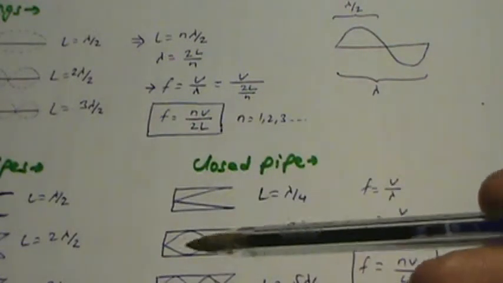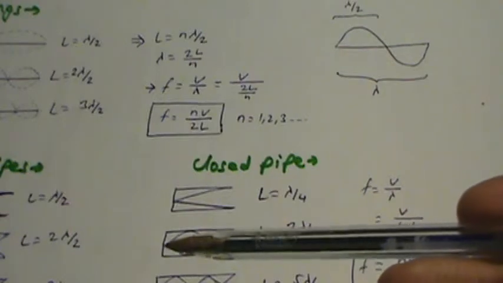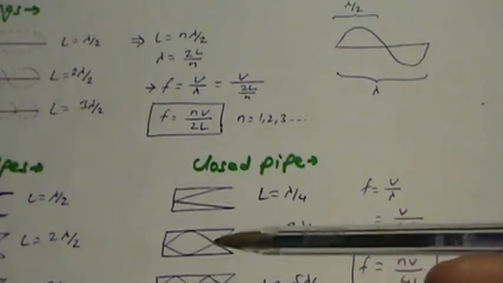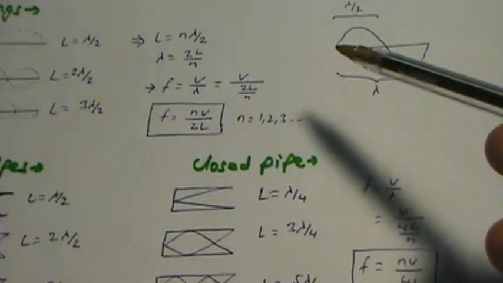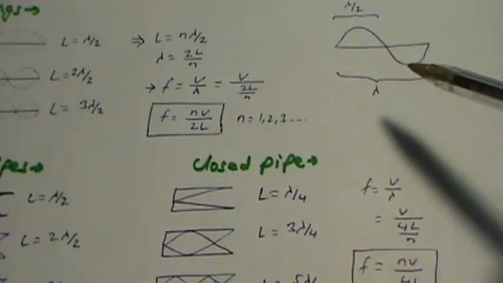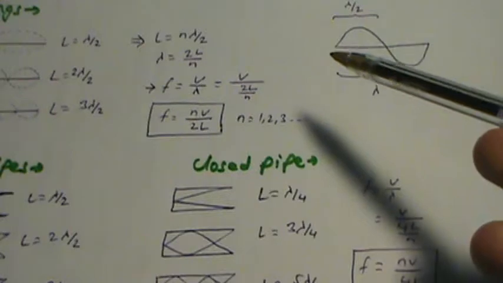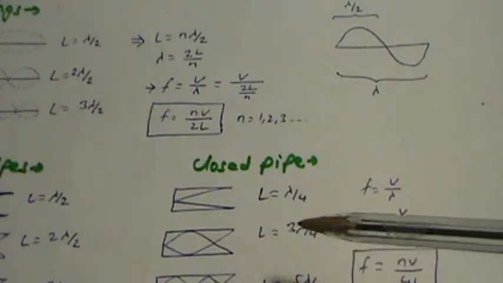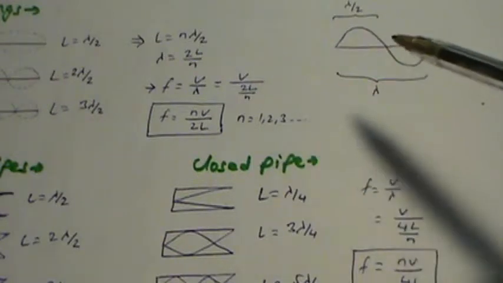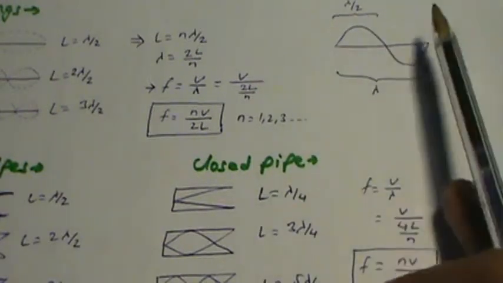So it's lambda over 4, and in this case, it starts in the middle, comes back to the middle, and goes down to the bottom. So you can see, starts in the middle, goes to the middle, comes out in the bottom. So it's this part of the wave, and this is 3/4 of the wavelength, right? This part is 3/4 of the wavelength.